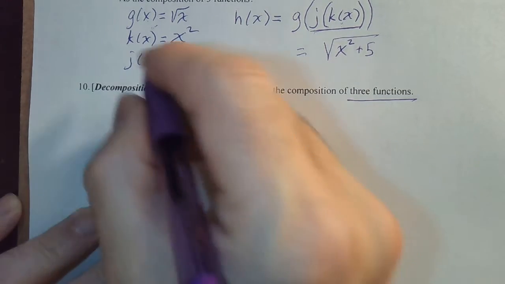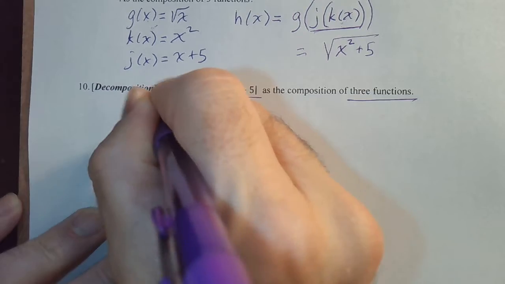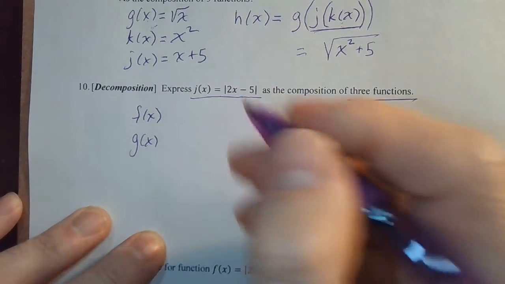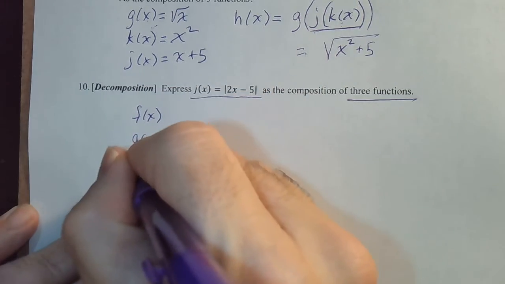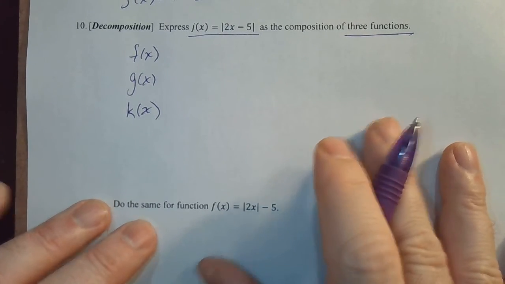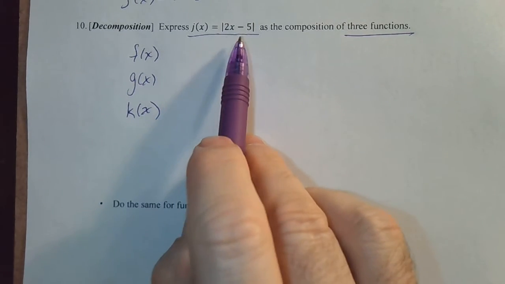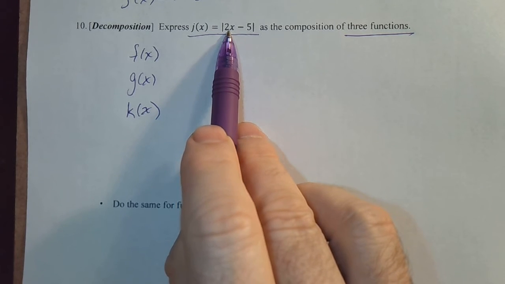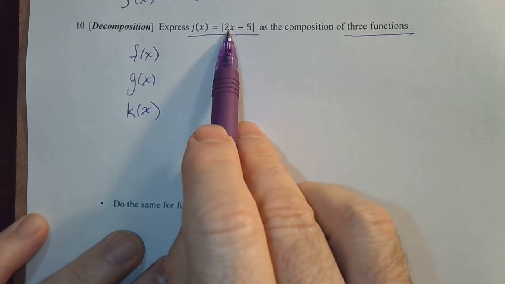And I think I'm going to go ahead and use f of x, what else? G of x, and maybe k of x. I'm reusing the letters, but we're done with the previous problem. So, what do these functions have to do? I need 3 functions. One of them has to do what? Has to multiply something by 2.